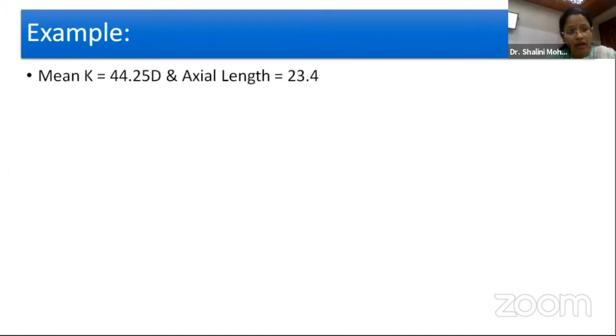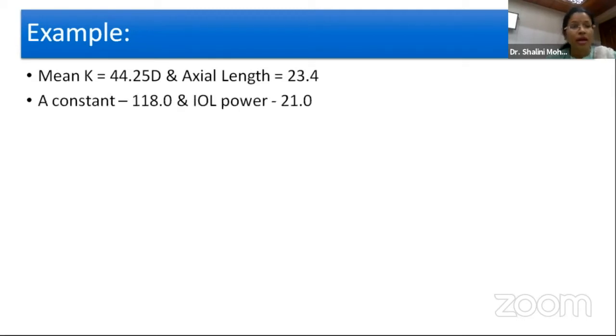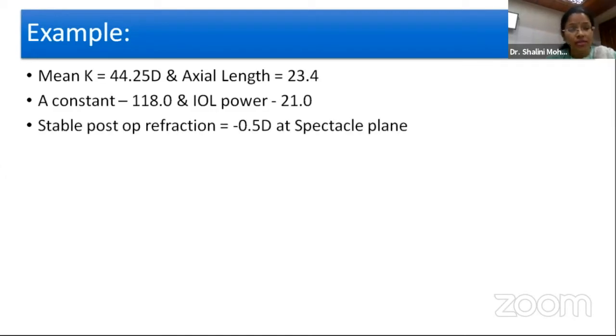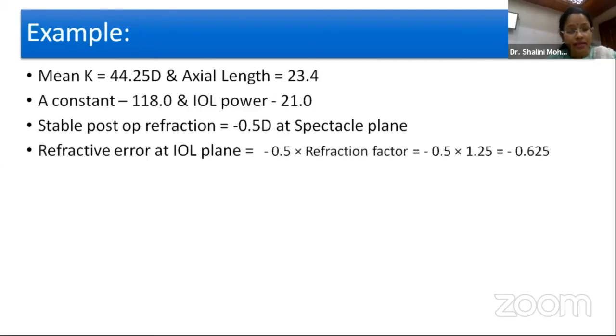Suppose we have our mean keratometry of 44.25 and axial length of 23.4. And the A constant for the lens which we have implanted is, suppose, 118.0 and the IOL power implanted is 21. So what is the post-operative refraction? It is minus 0.5 diopters at spectacle plane. So we need to convert this post-operative refraction into refractive error at IOL plane. And if we remember our basics, it needs to be multiplied by a factor of 1.25. So now the refractive error at IOL plane is minus 0.625.